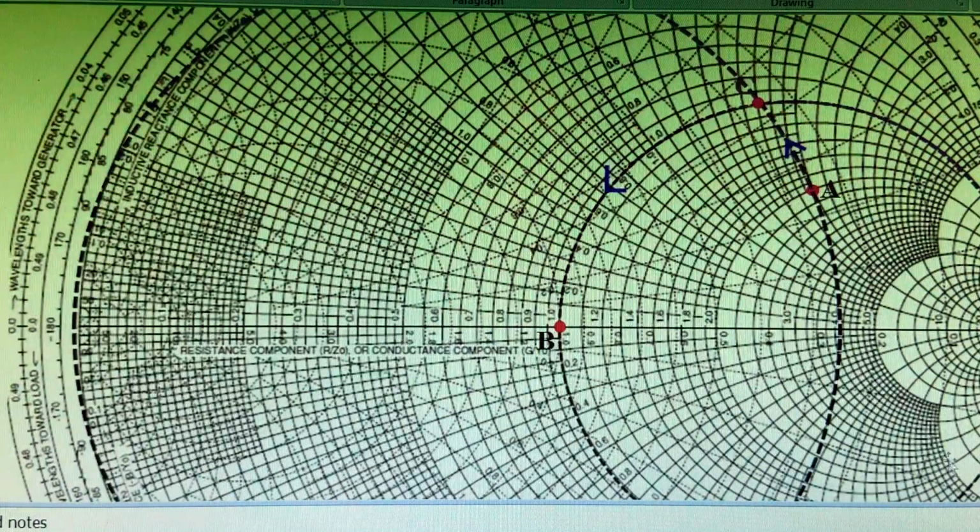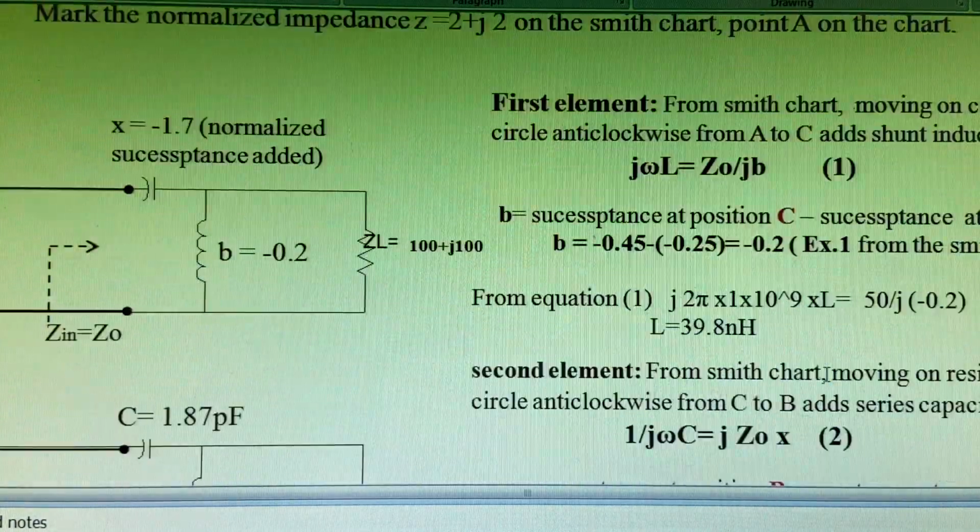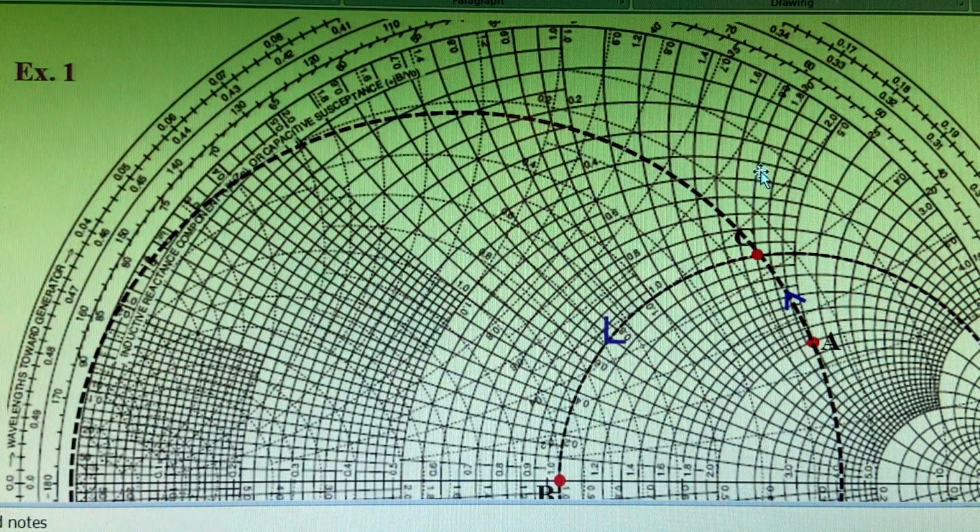Here, the reactance circle passing through the point C is this circle. This circle is passing through the point C. So we have to find out what the reactance of this circle is. Here the reactance of one circle is 1.6 and the reactance of the next circle is 1.8. So this is 1.8 and this is 1.6. So the reactance of this circle is 1.7.